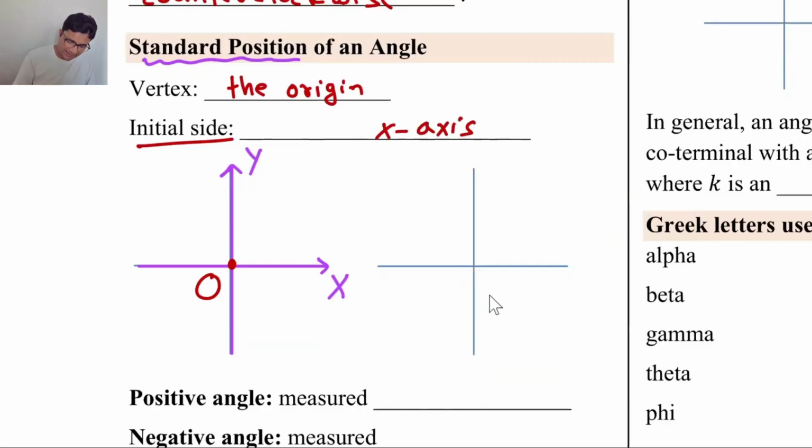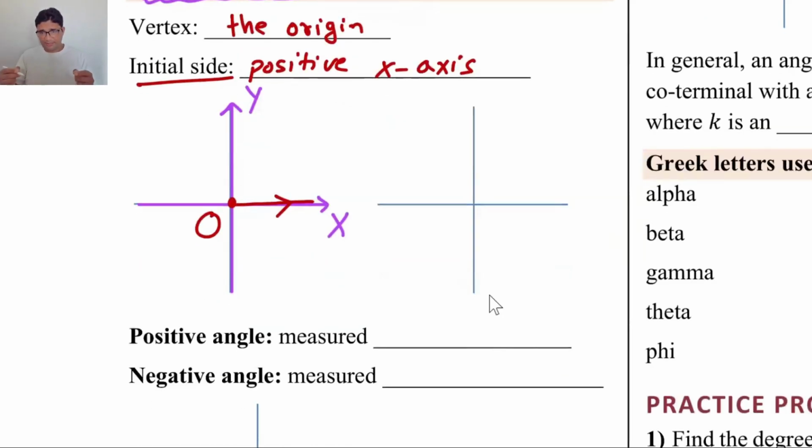Okay, but I'm going to put an adjective in front of that. Positive x-axis. What does that mean? Starting from origin, we moved right. That is positive x-axis. So that will be your initial ray. Vertex at origin, initial ray towards positive x-axis. And then you measure the angle. If you place the angle like that, you will call it the standard position. Now, of course, you could start from there and go clockwise or counterclockwise, right?